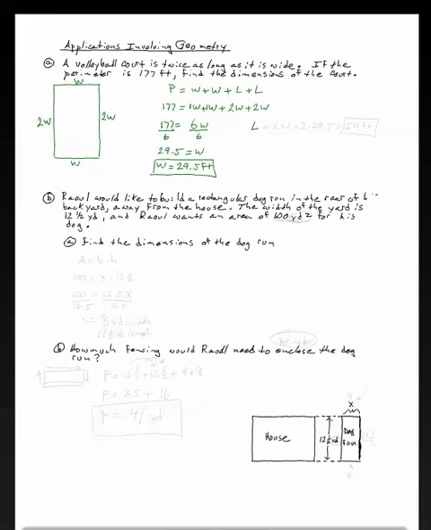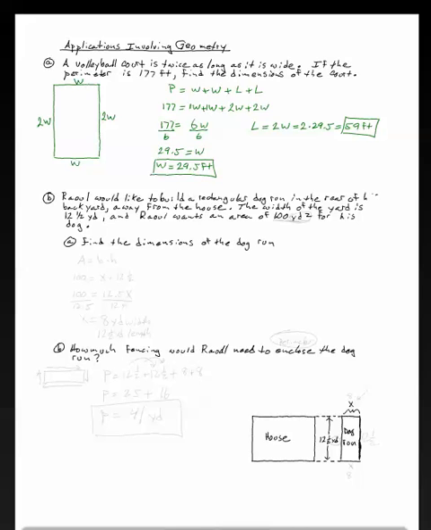Now our length is equal to 2W, or twice the width. So that's 2 times 29.5, which gives us 59 feet. So our width is 29.5 feet, and our length is 59 feet.